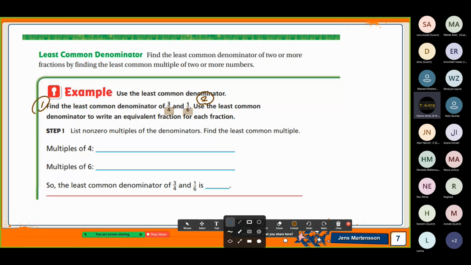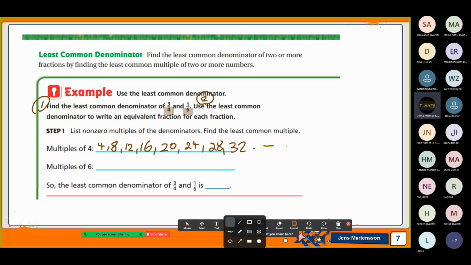Then now, what are the multiples of 4? 4 times 1 is 4. 4 times 2 is 8. 4 times 3 is 12. 4 times 4 is 16. 4 times 5 is 20. 4 times 6 equals 24. 4 times 7 equals 28. 4 times 8 is 32, and so on.